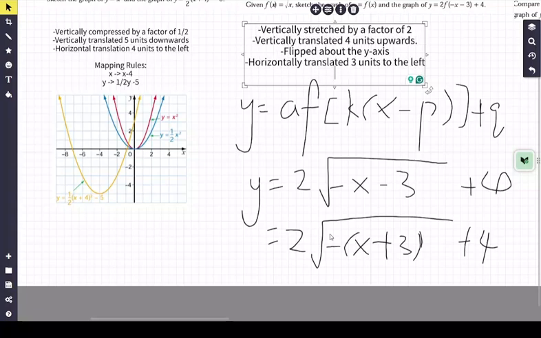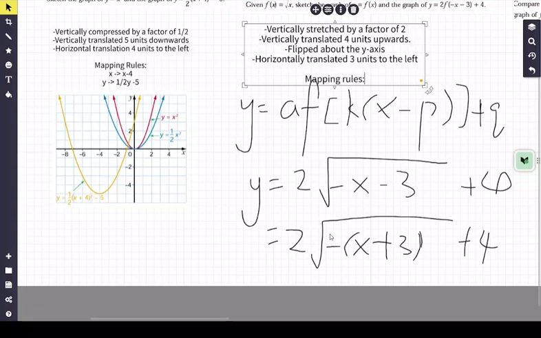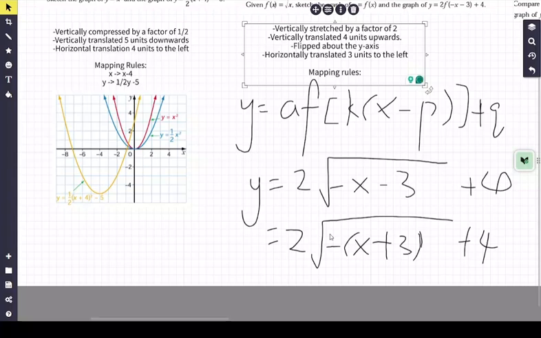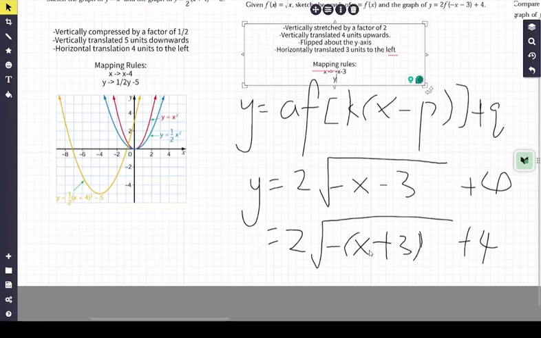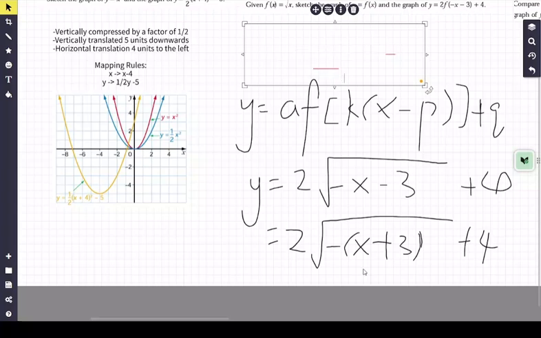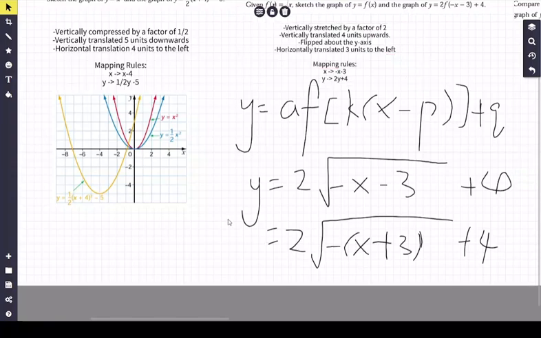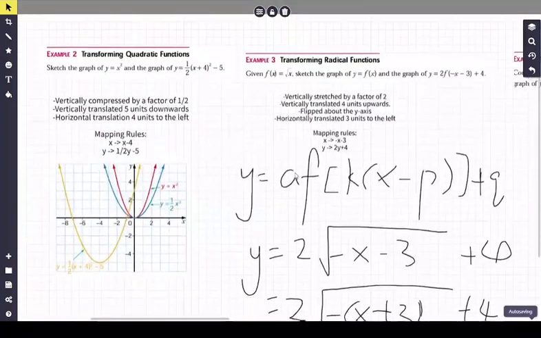Let's go ahead and write out the mapping rules, I guess. So we look at it. For the x right away, we're dividing it by -1. So x divided by -1, just negative x. So x is going to become negative x, and then we're doing 3 units to the left, minus 3. Right? Simple. And then y is going to become 2y plus 4. Very simple. This is our mapping rules, and that's pretty much it.